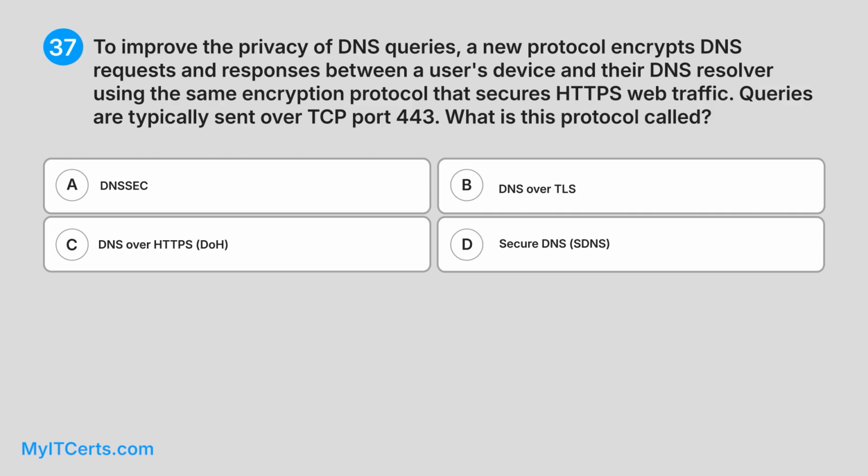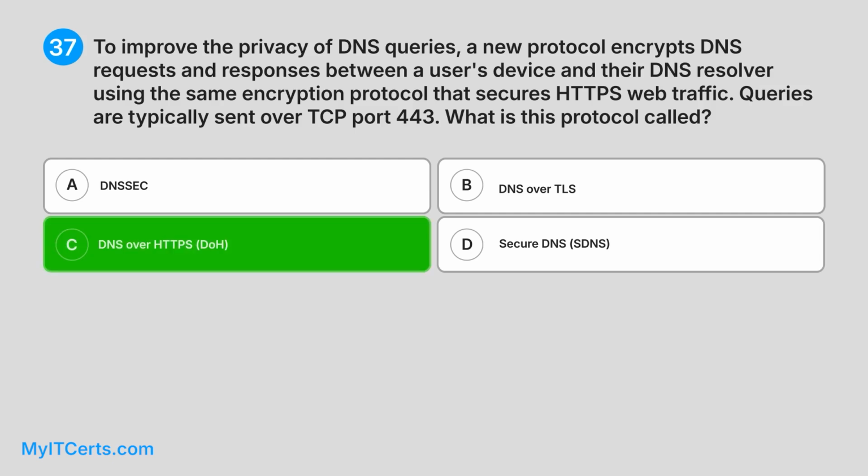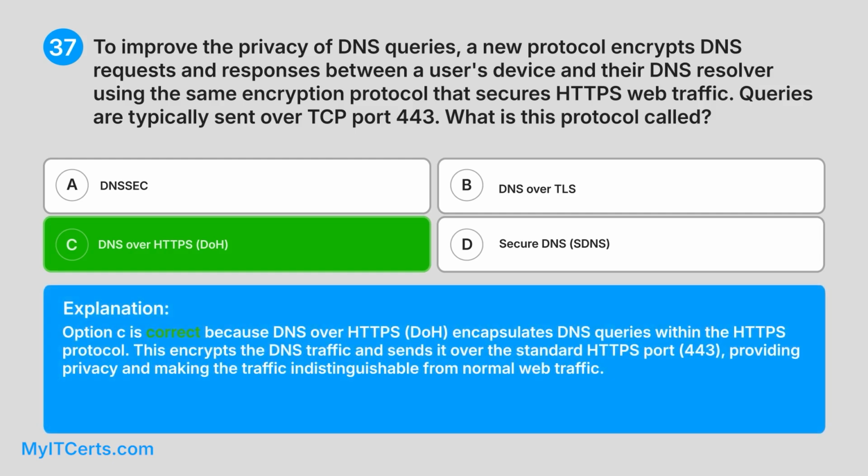Correct answer: C. DNS over HTTPS, or DoH. Explanation: Option C is correct because DNS over HTTPS, DoH, encapsulates DNS queries within the HTTPS protocol. This encrypts the DNS traffic and sends it over the standard HTTPS port 443, providing privacy and making the traffic indistinguishable from normal web traffic.